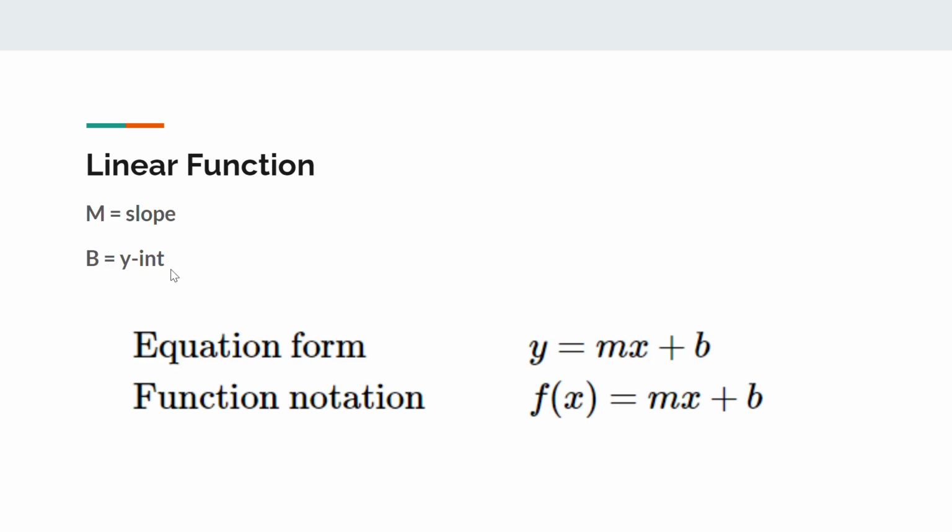The equation form of a linear function will be y is equal to mx plus b, and the function notation of that is going to be f of x is equal to mx plus b, where m is the slope and b is the y-intercept. Just a quick review, y-intercept means when x is equal to 0. Whatever that y value is, that's going to be the y-intercept.